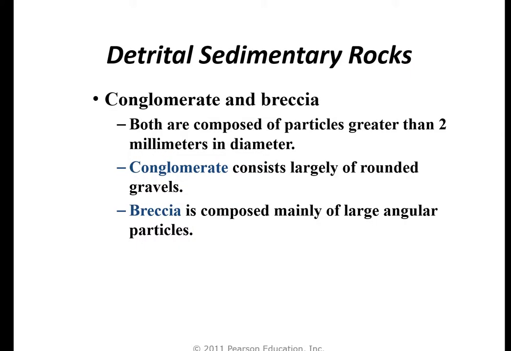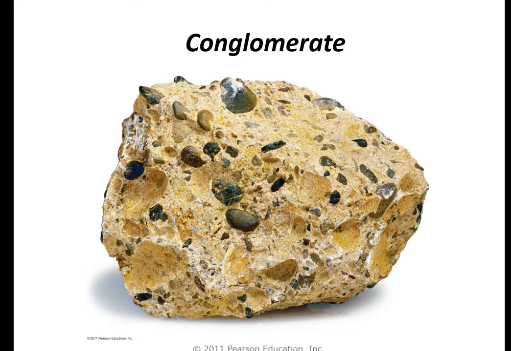We also have what we call conglomerate or breccia. Conglomerate is kind of just a mishmash of everything you can imagine. It's just a bunch of different gravels, different sizes, different shapes, different types. And then breccia is really composed mainly of large angular particles that have a lot of sharp edges to them.